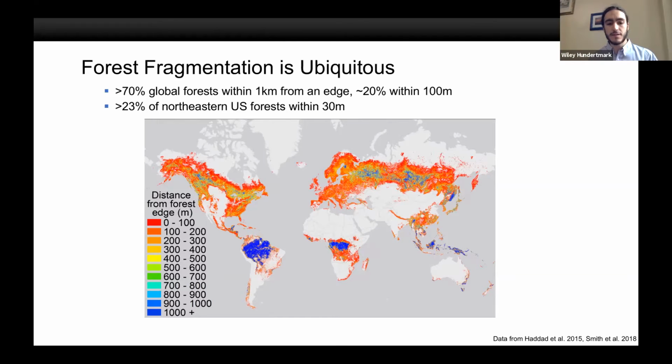And what I mean when I say forest edge is where the forest physically stops being forest. So whether we have a forest that turns into an agricultural field, or maybe a road or a housing development, it's simply where the forest stops being a forest.